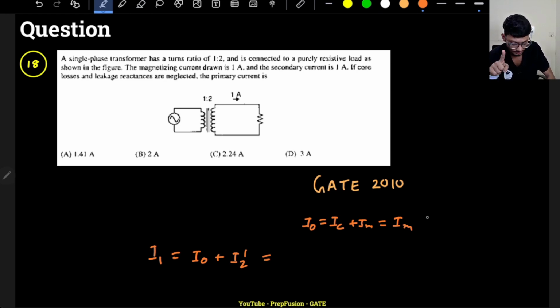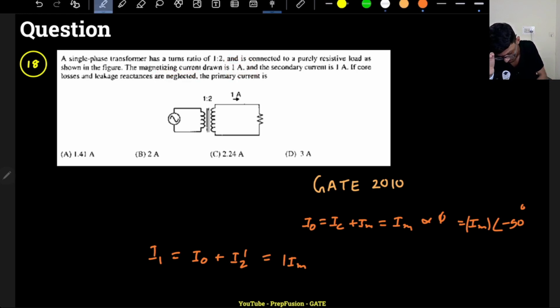And I know IM is proportional to flux, so it actually lags the voltage. So the phase will be magnitude of IM angle minus 90 if voltage is assumed to be reference. Just be careful regarding this. So IO will be magnitude of IM, and they have told me the magnetizing current is 1 ampere, so it will be 1 angle of minus 90.